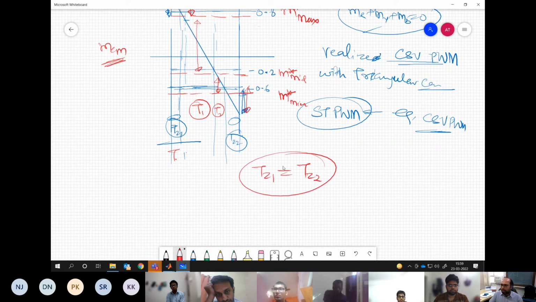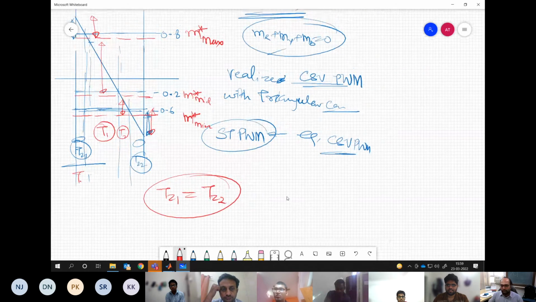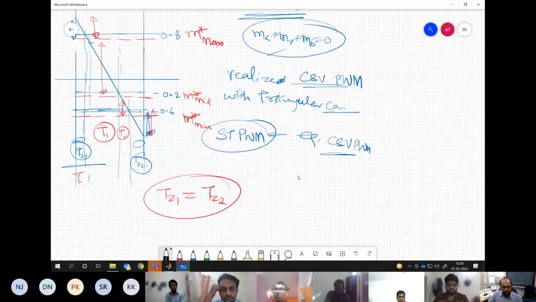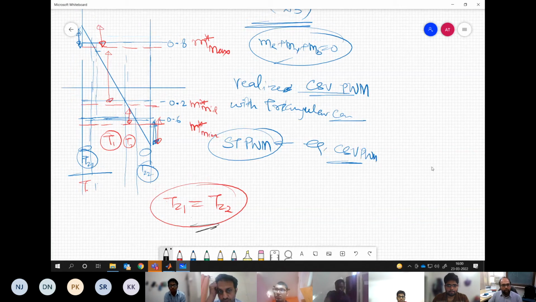Have you done this exercise, Tejdeep? Sir, is this exercise already covered somewhere? Sir, we implemented CSV based PWM. No, that you implemented, but this exercise, computing the common mode? No, sir. Okay, so quickly, maybe another minute I will take to cover this, and you can do it on your own also.